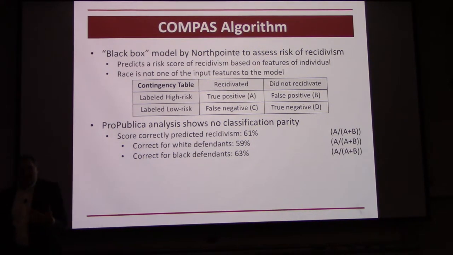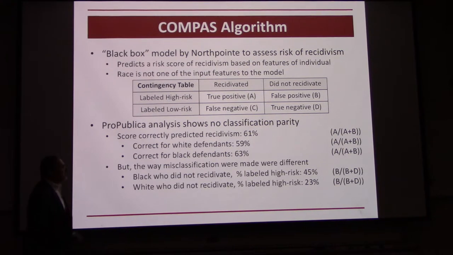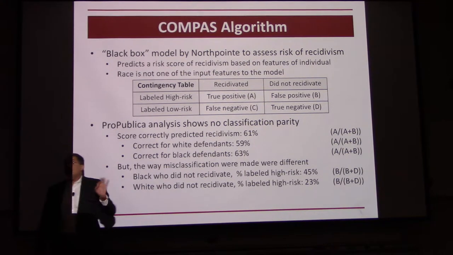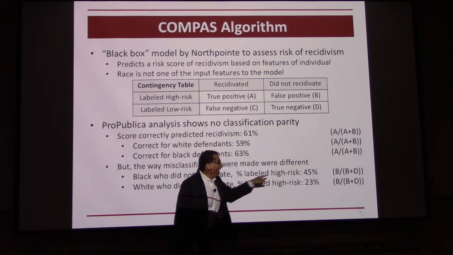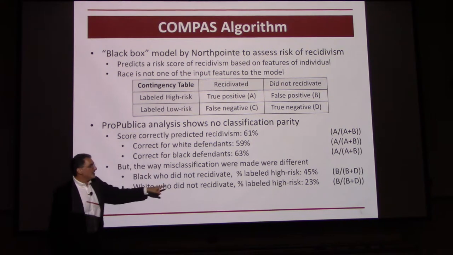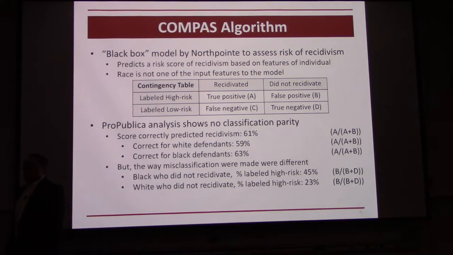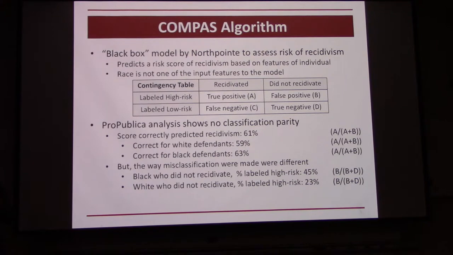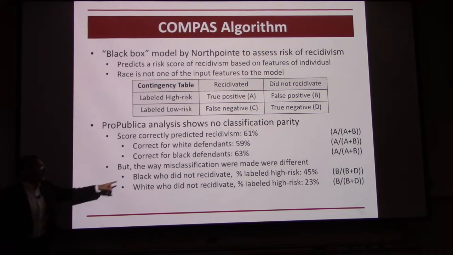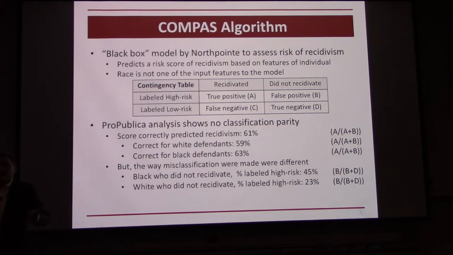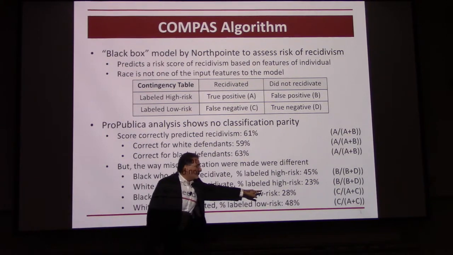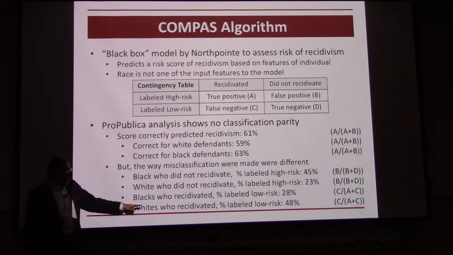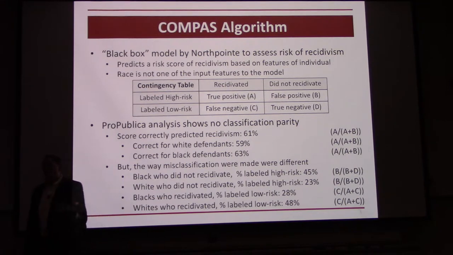Until you dig a little bit deeper into notions of fairness, and what you find is the way the misclassifications happen are different. Okay? For blacks who did not recidivate, 45% were labeled high risk, versus for whites who did not recidivate, only 23% were labeled high risk. So if you were unlikely to recidivate, you are twice as likely, if you were black, to actually be deemed high risk and potentially denied bail. Okay? What happened on the flip side? Of the blacks who recidivated, they were labeled low risk 28% of the time, versus the whites who recidivated were labeled low risk 48% of the time.